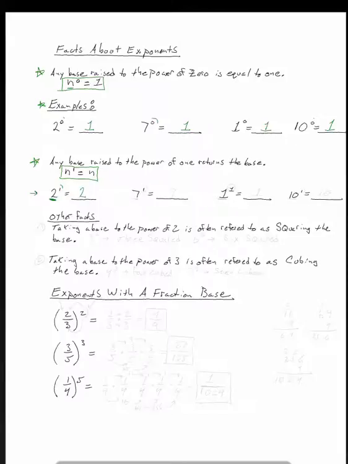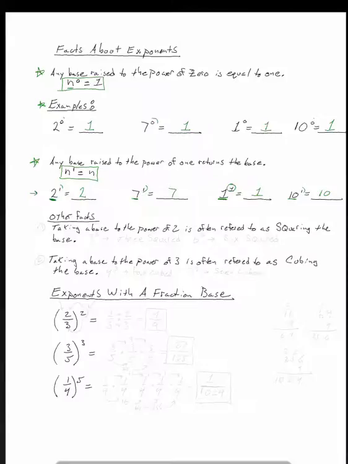In our second example, we have 7 to the power of 1. Taking something to the power of 1 just returns the base, so we're going to get our 7 back. Taking 1 to the power of 1, once again it's going to return our base, which is 1, so our answer is 1. And 10 to the power of 1, since we take it to the power of 1, it's just going to return our base, which is 10. So our answer is 10.